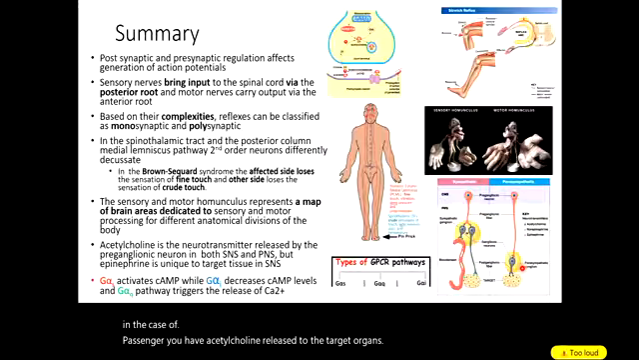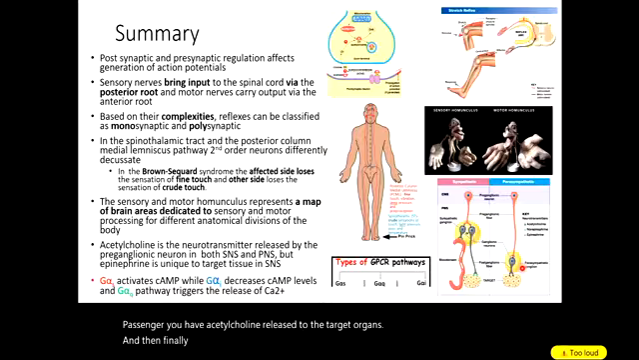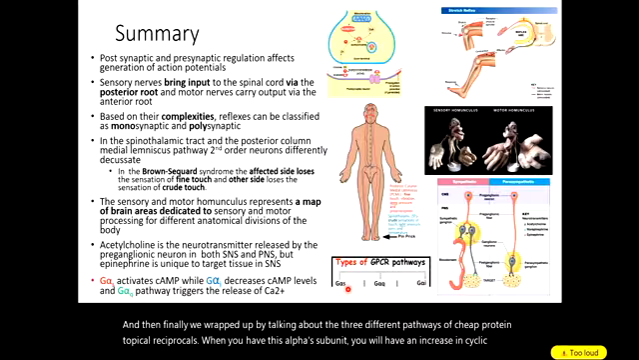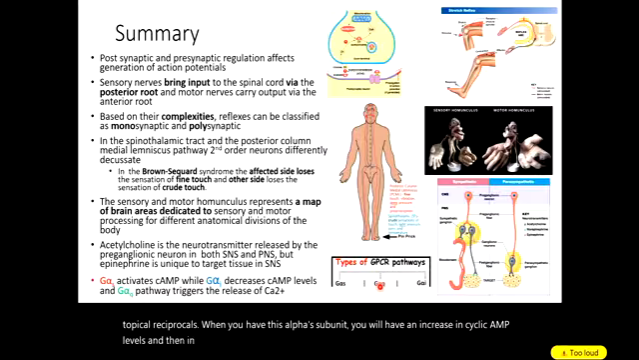And then finally, we wrapped up by talking about the three different pathways of G protein coupled receptors. When you have this alpha S subunit, you will have an increase in cyclic AMP levels, and then alpha Q is going to increase the levels of calcium as a secondary messenger, and alpha I will decrease the levels of cyclic AMP. Okay.